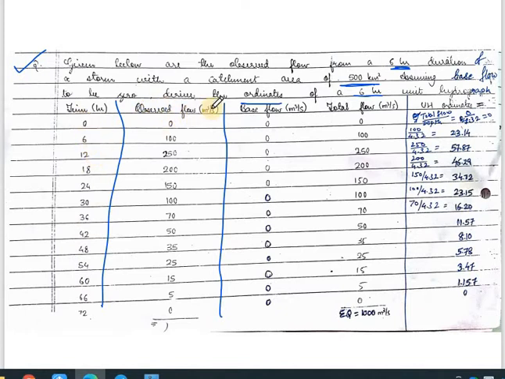And the next is the observed flow, which is given in the question. For time 0 it will be 0, for 6 it is 100 meter cube per second, for 12 it is 250, for 18 it is 200, for 24 it is 150, for 30 it is 100, for 36 it is 70, for 42 it is 50, for 48 it is 35, for 54 it is 25, for 60 it is 15, for 66 it is 5, and ultimately for 72 it is 0. As given in the question, we need to consider the base flow as 0. So we are taking all the values of base flow as 0. The next column you need to write is the base flow, so we'll write all the values as 0 meter cube per second.